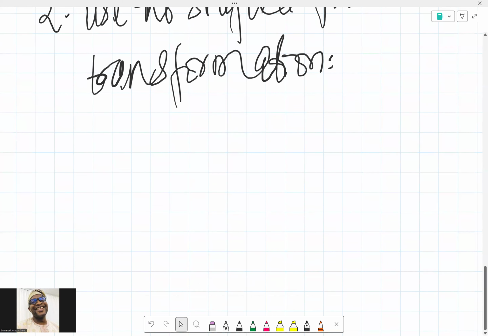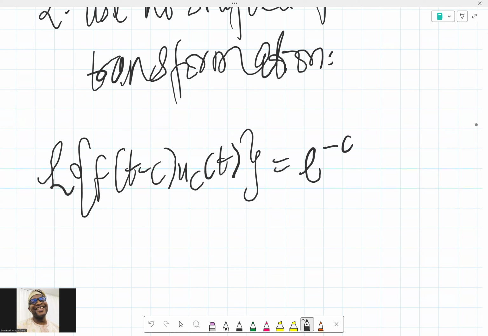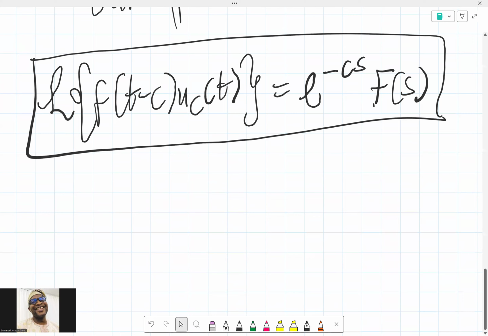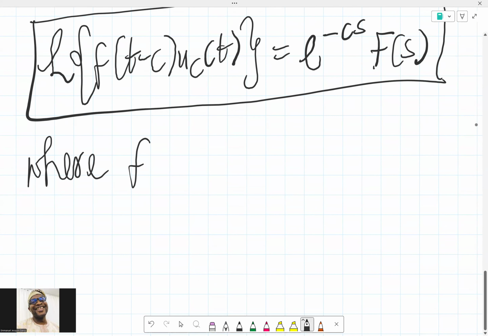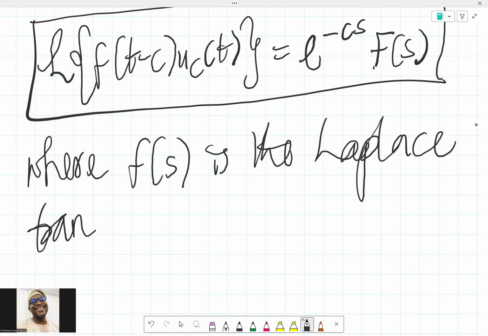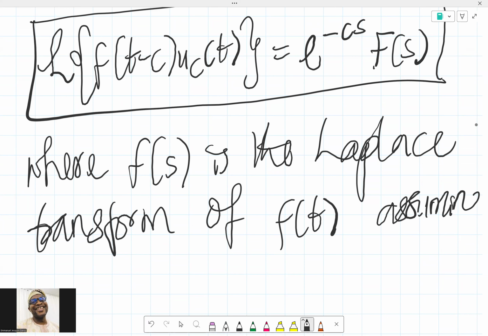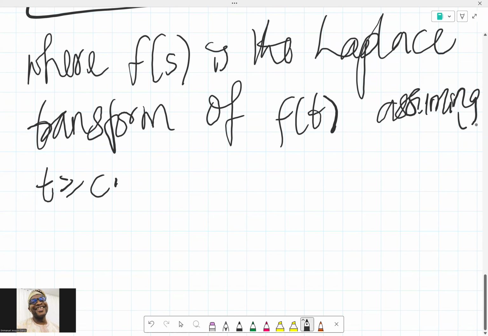That is what we've seen before. You have the Laplace of f of t minus c, u c of t, and that is simply e raised to the power minus cs multiplied by the Laplace of f of t, whatever f of t is. So you have this kind of thing right there. Where F of s is the Laplace transform of f of t, assuming t is greater than or equal to c.